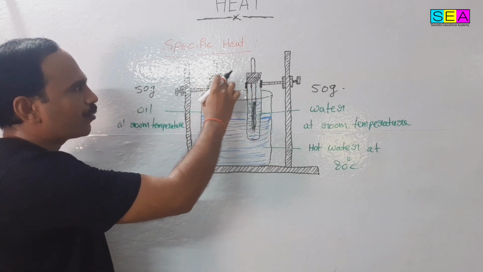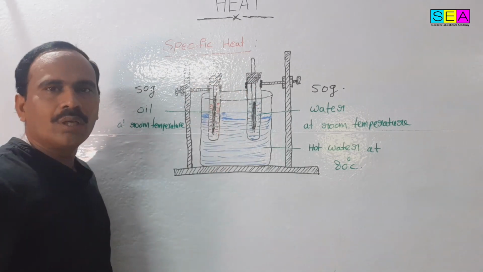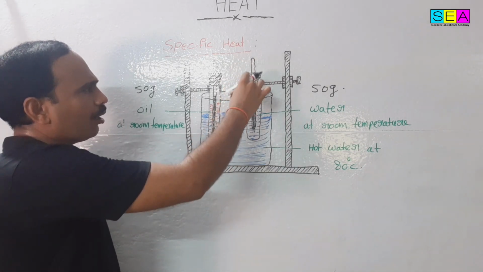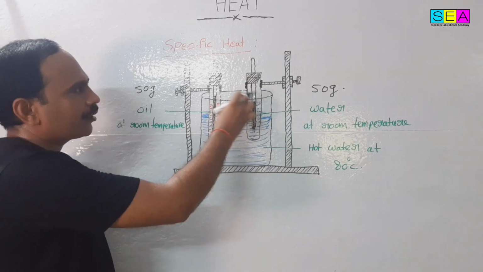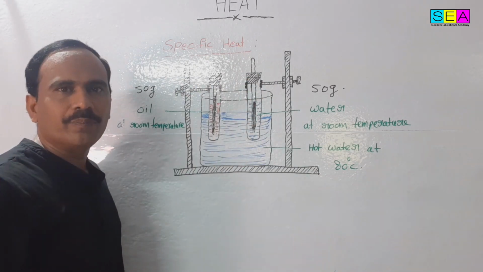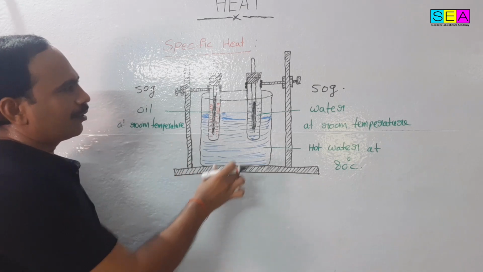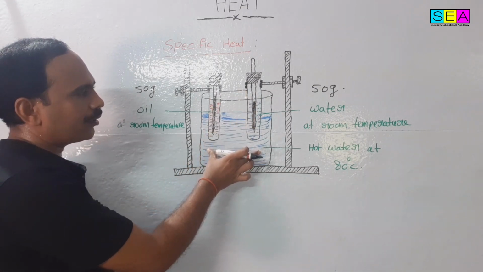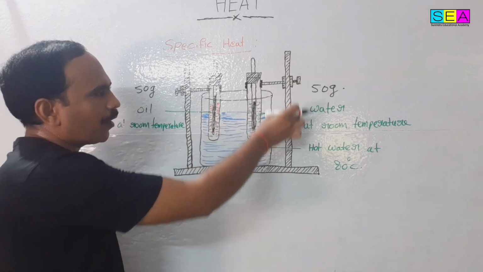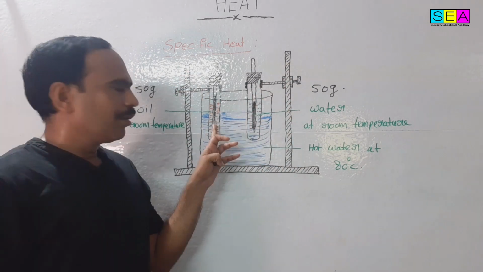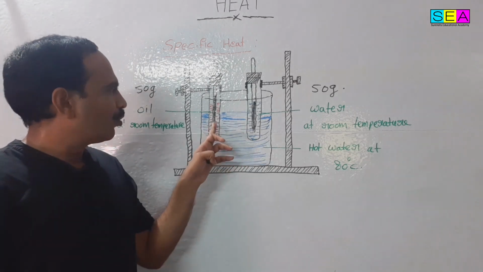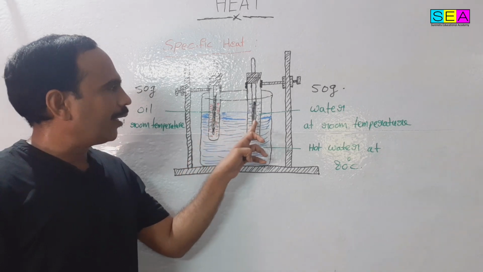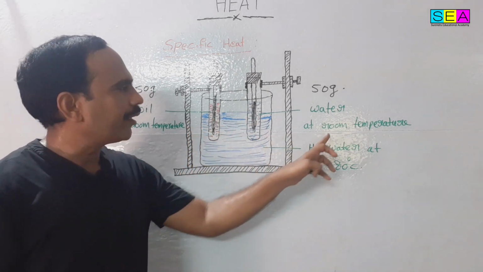Close the boiling test tubes with one-holed rubber corks. Through that hole, arrange the thermometer in each boiling test tube. Now, place the two boiling test tubes in the water with the help of the retort stands. Before placing the boiling test tubes in the water, the oil and water are at room temperature.